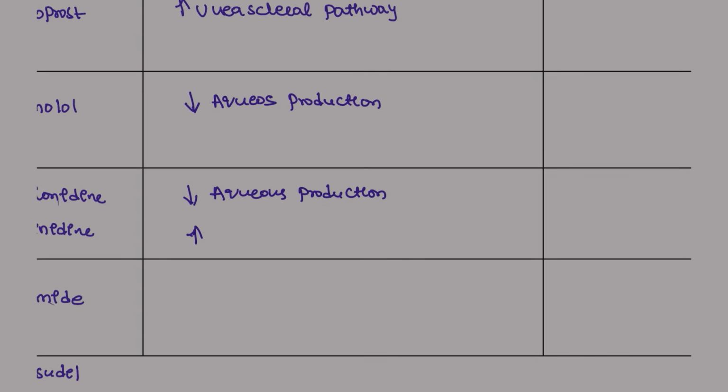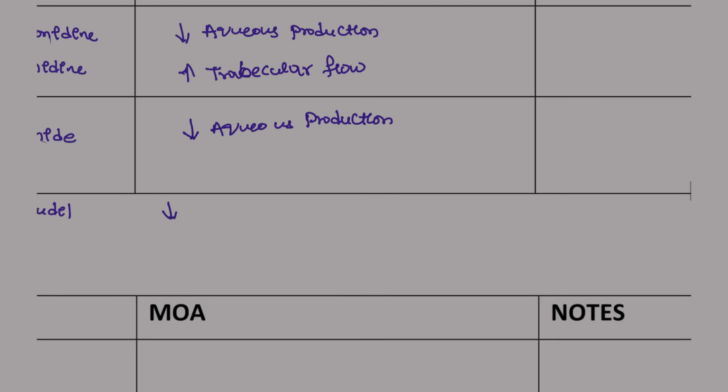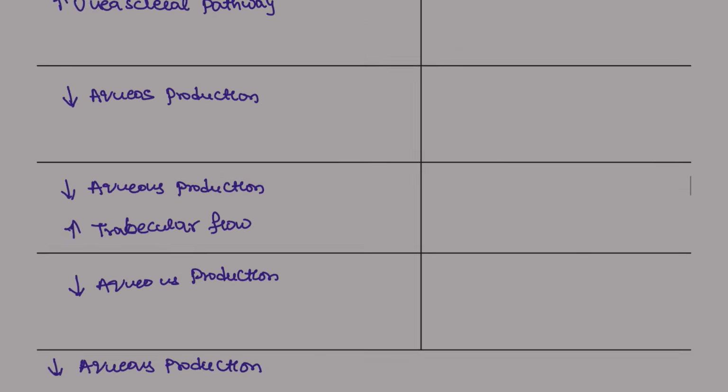Also, they are going to increase the trabecular flow. Trabecular flow is also increased here, and it will be decreasing the aqueous production. Same as here, it will be decreasing the aqueous production. Right, this is the main mechanism of all the drugs. Next, what are the side effects? Side effects are very commonly asked.